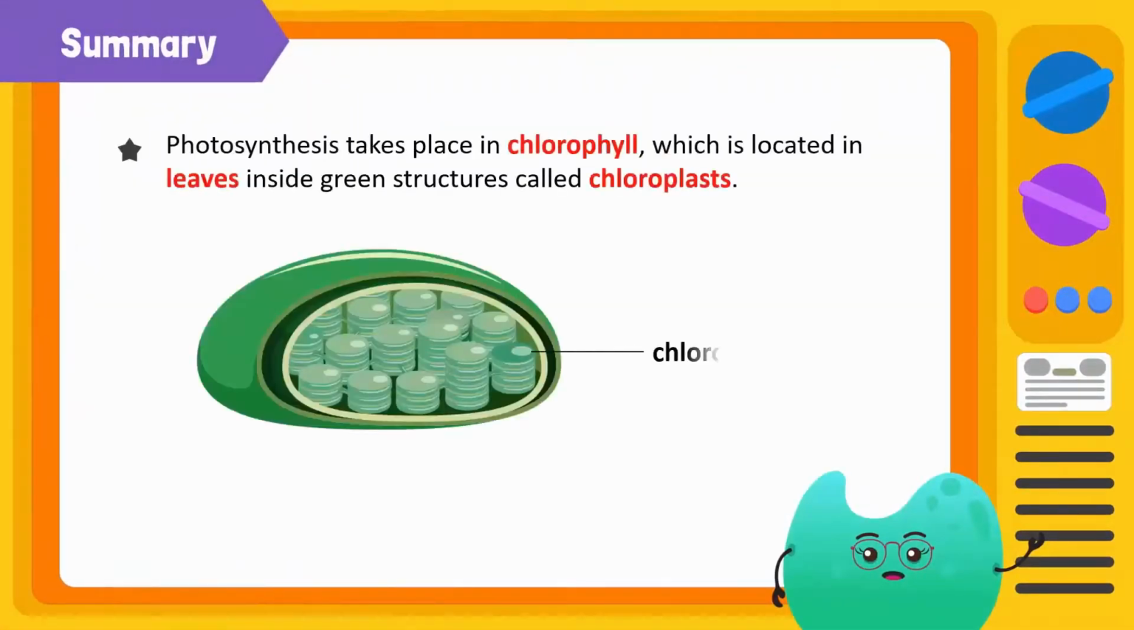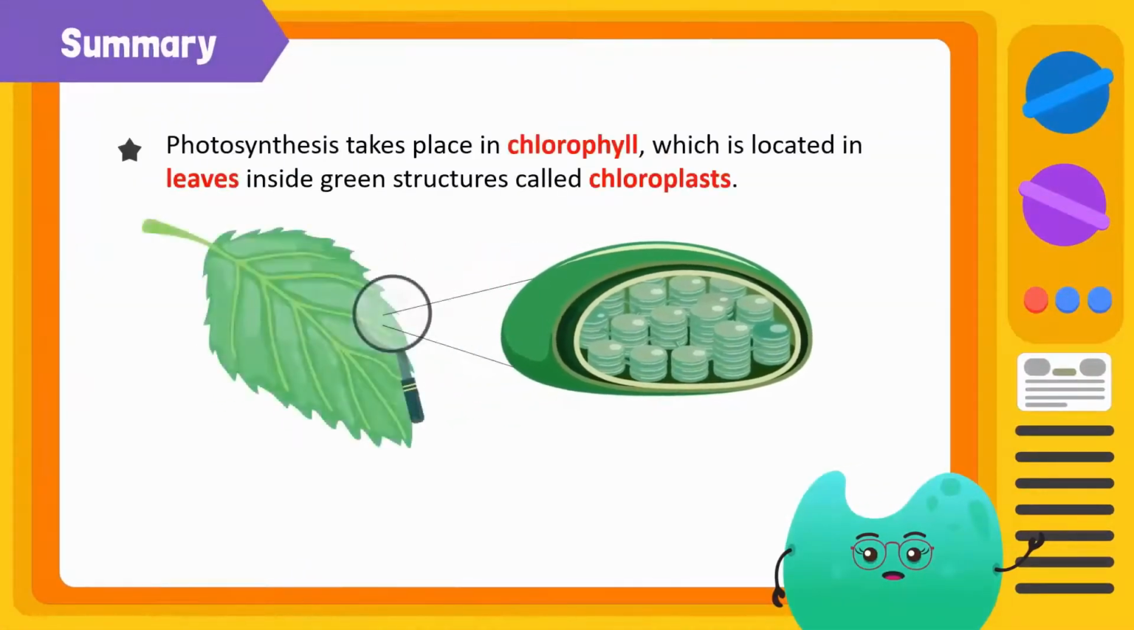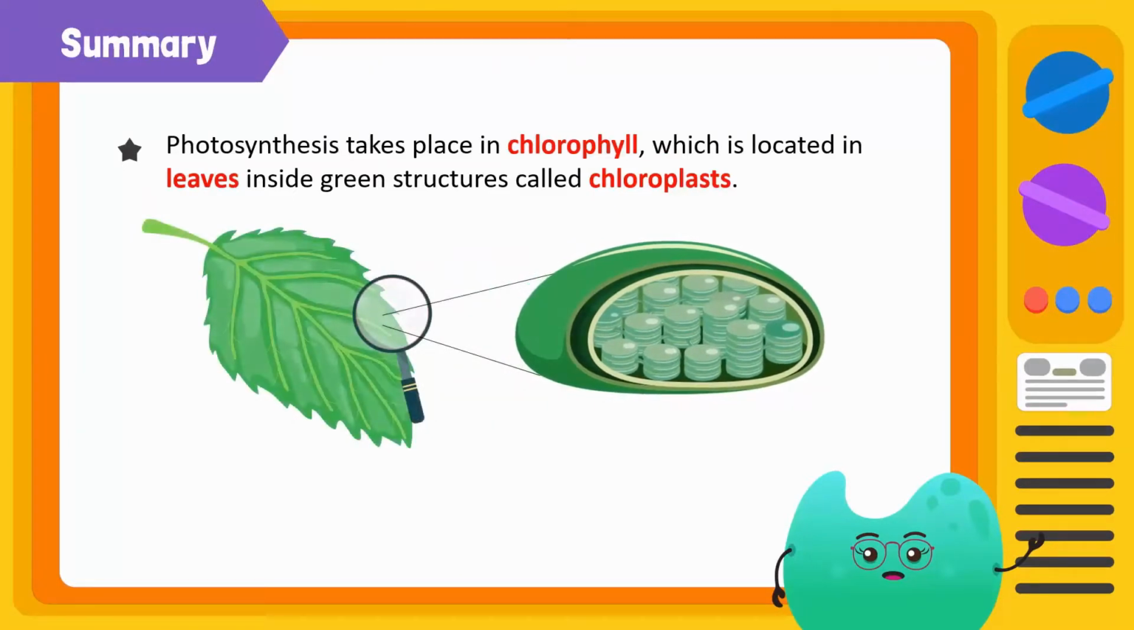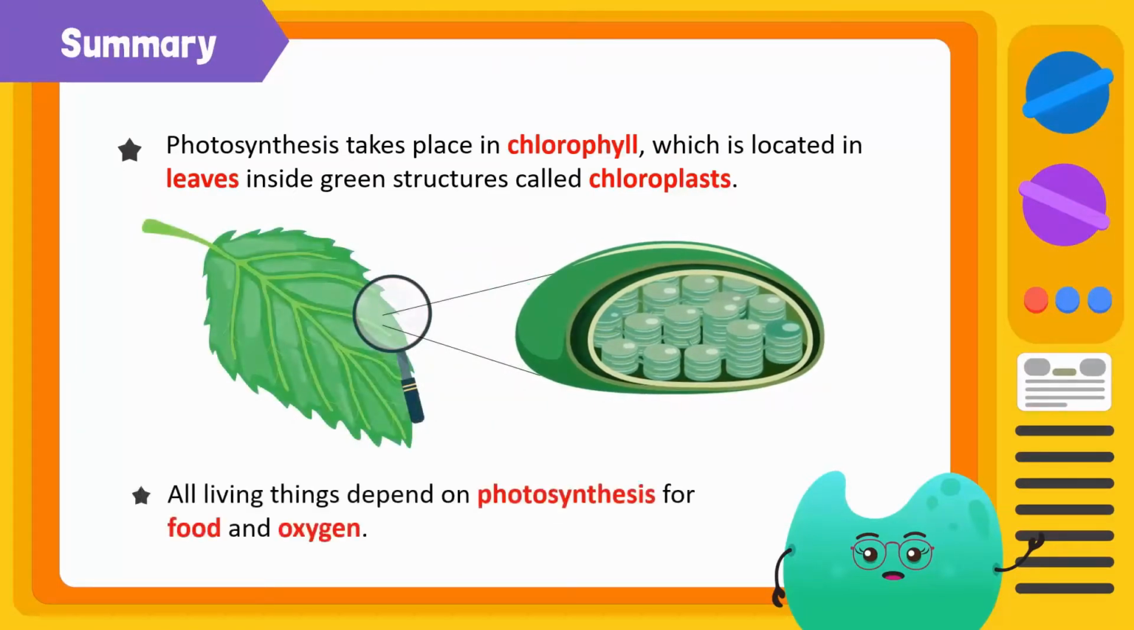Photosynthesis takes place in chlorophyll, which is located in leaves inside green structures called chloroplasts. All living things depend on photosynthesis for food and oxygen.